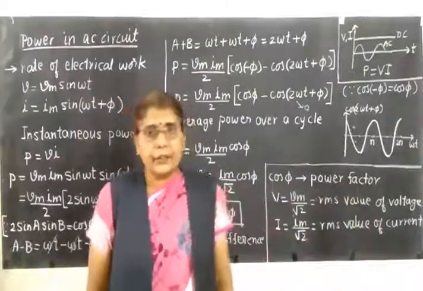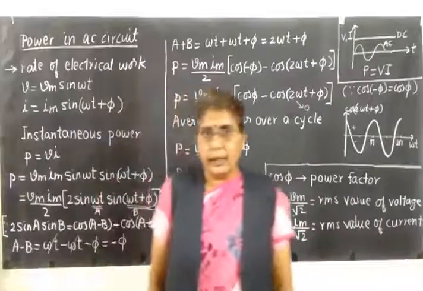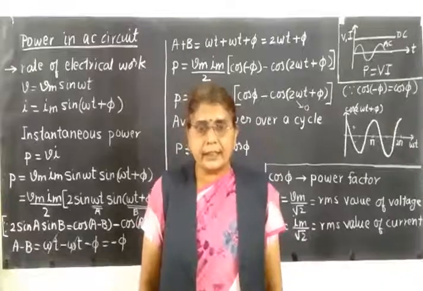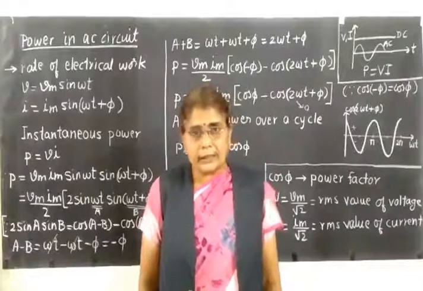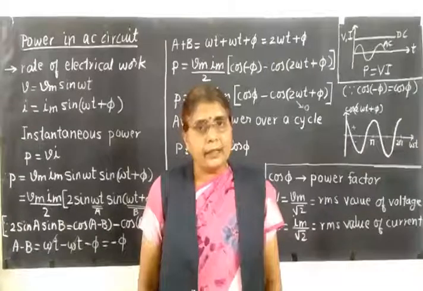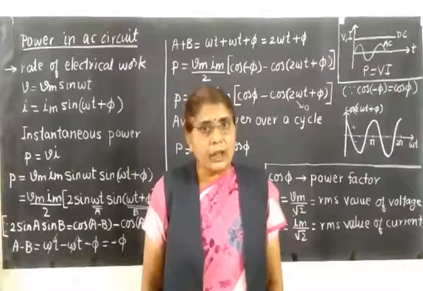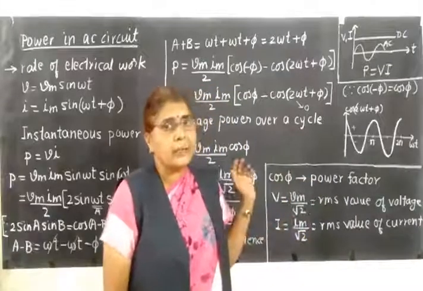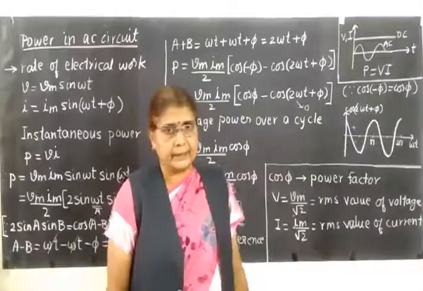Now we have studied different circuits. So far we have studied inductive circuit, capacitive circuit, resistive circuit. For all these circuits we have found out the phase difference between voltage and current. Now we shall write down the value of cos phi for different circuits and the average power for those circuits.